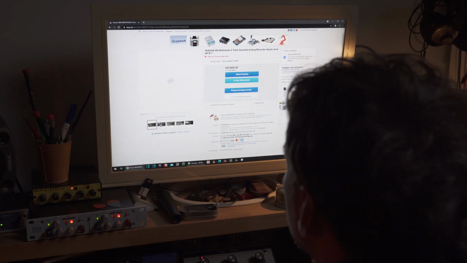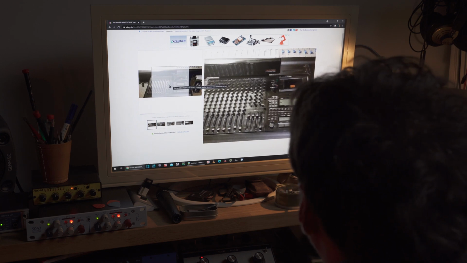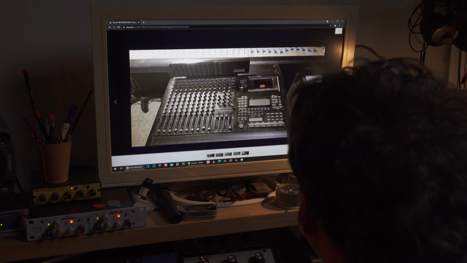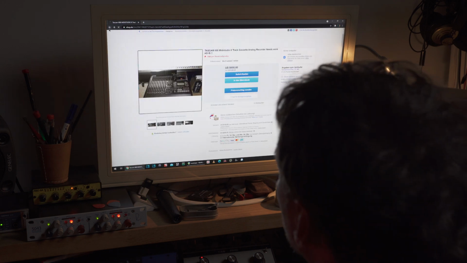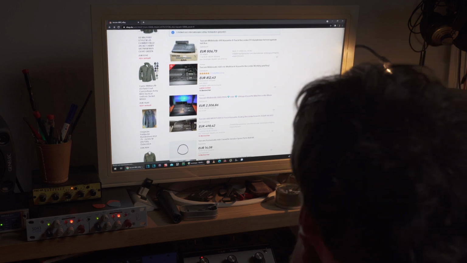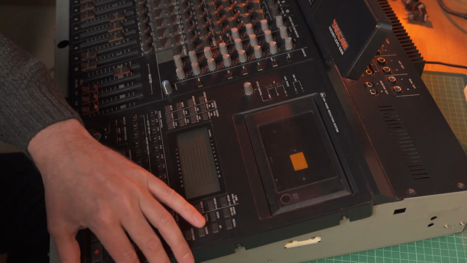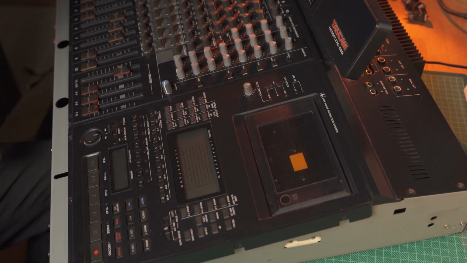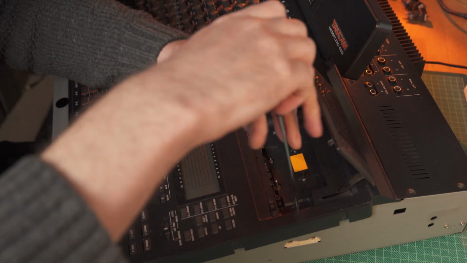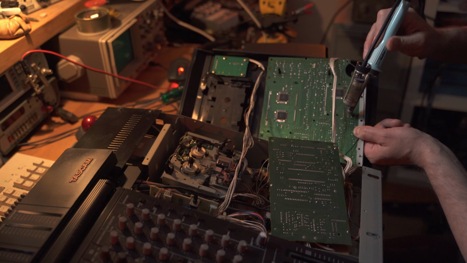So I checked eBay for some broken ones. And I found one with all kinds of problems. No transport function, old belts, scratchy parts, the function keys don't work anymore, you name it. But for this good price, I took the risk and bought it. So let's see if we can repair it.